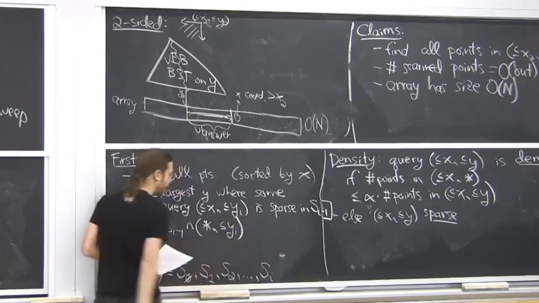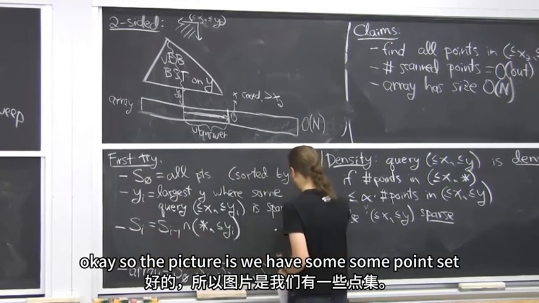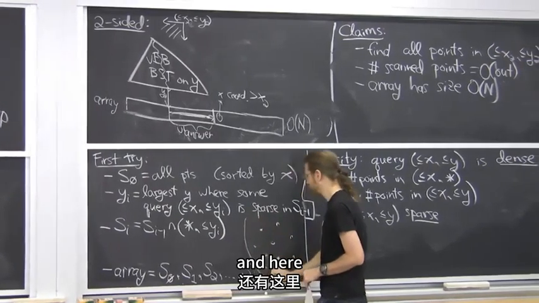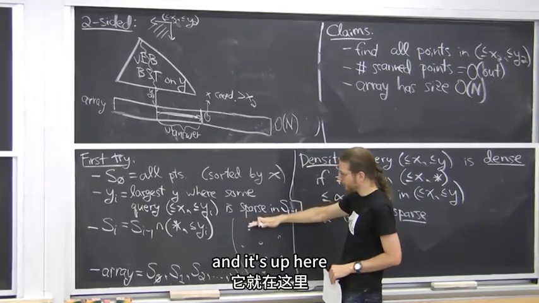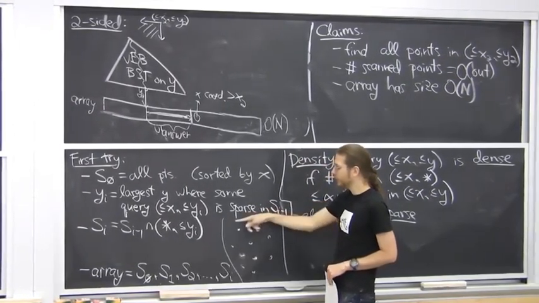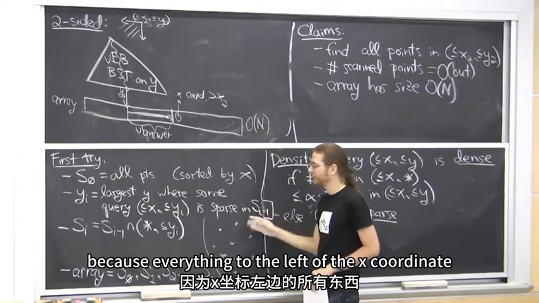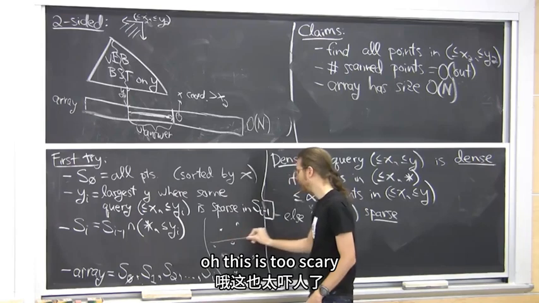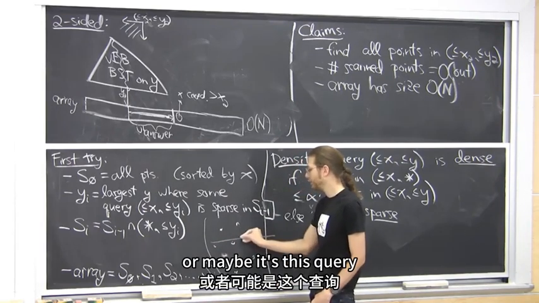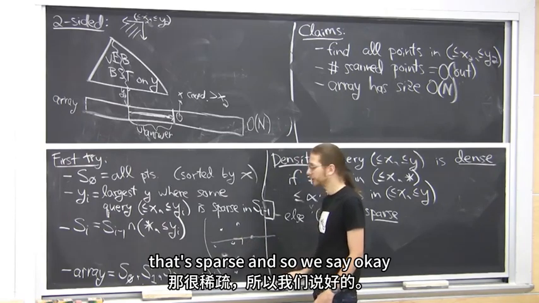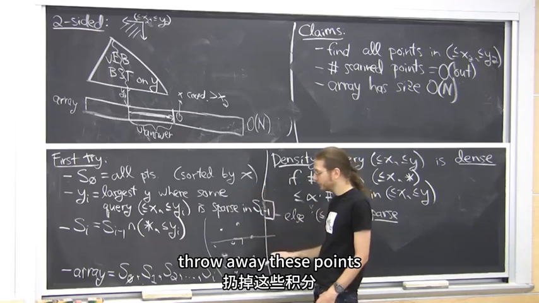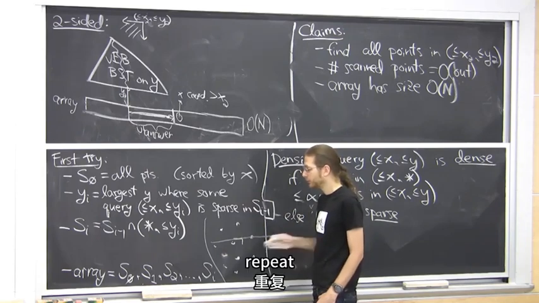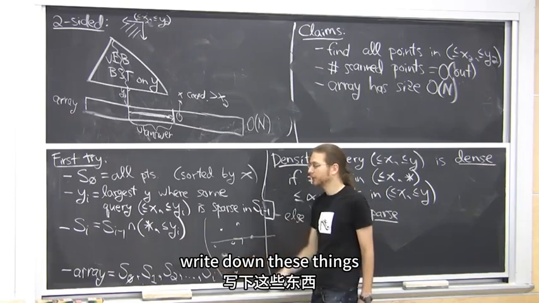So we're going to say, take Si minus 1, intersect it with the range query, star less than or equal to yi. Okay, so the picture is we have some point set, and up here, every possible query along this line is going to be dense because everything to the left of the x-coordinate will be in the output. At some point, we're going to decide, oh, this is too scary. There's a query here, maybe this one, or maybe it's this query that's sparse. And so we say, okay, let's throw away these points, redo the data structure from here down, ignoring all these points. Repeat, write down these things.